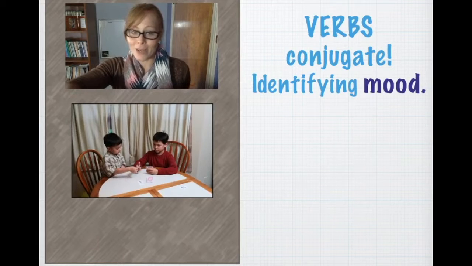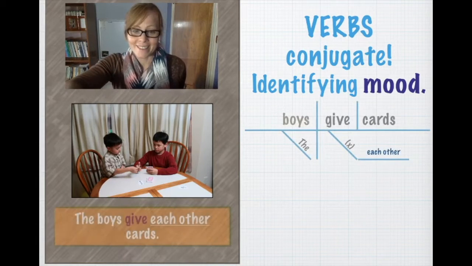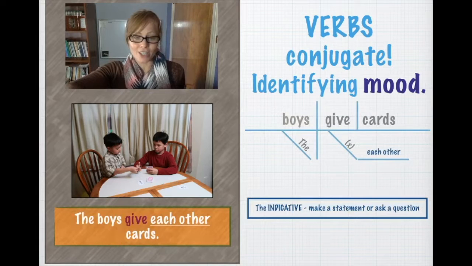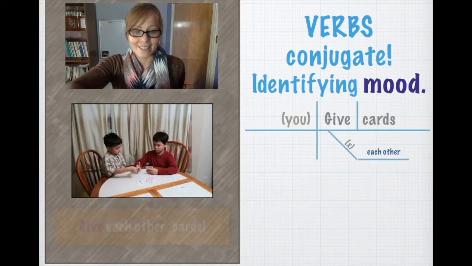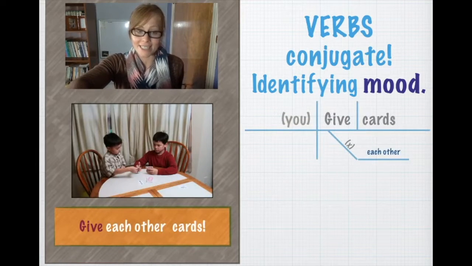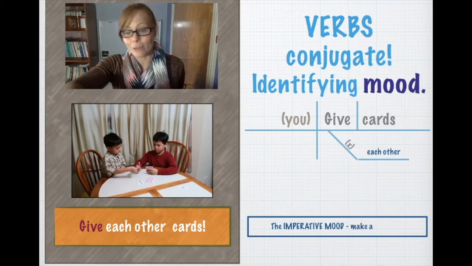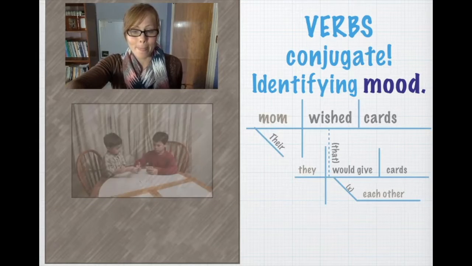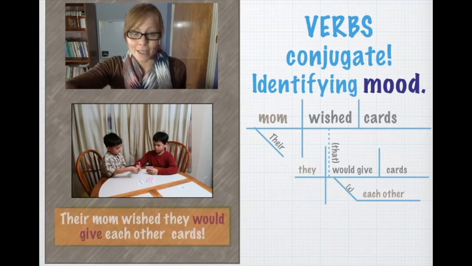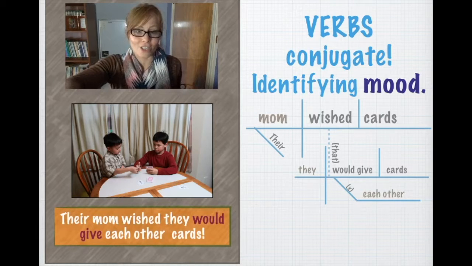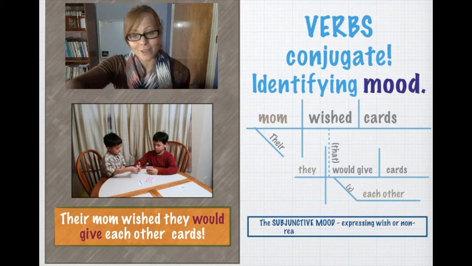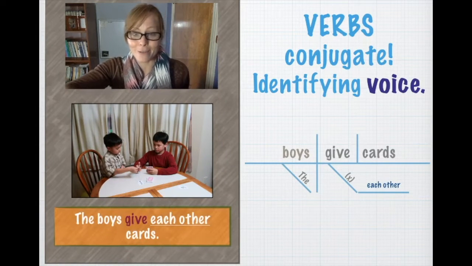So verbs also conjugate to identify mood. In the sentence, the boys give each other cards, the verb give is the indicative mood, which means it makes a statement or asks a question. However, in the sentence, give each other cards, this verb is being formed to show the imperative mood, which is a command form. And to say their mom wished they would give each other cards, the verbal phrase would give identifies a subjunctive mood.